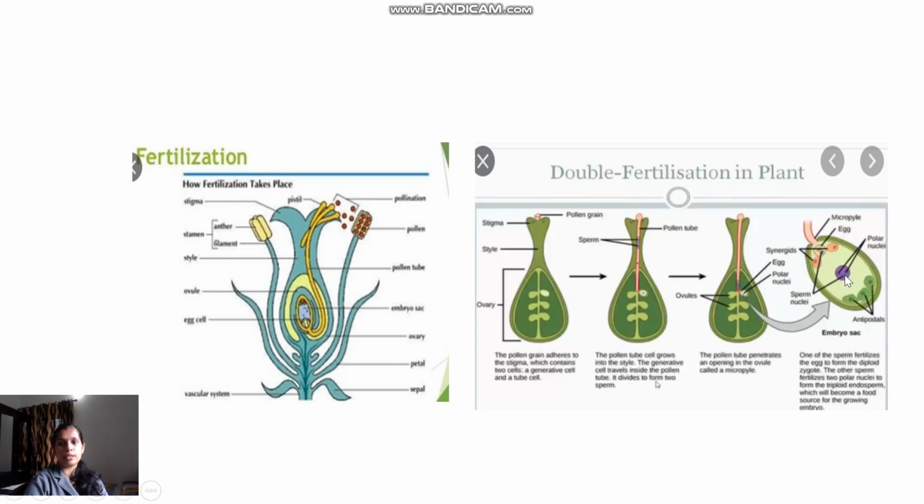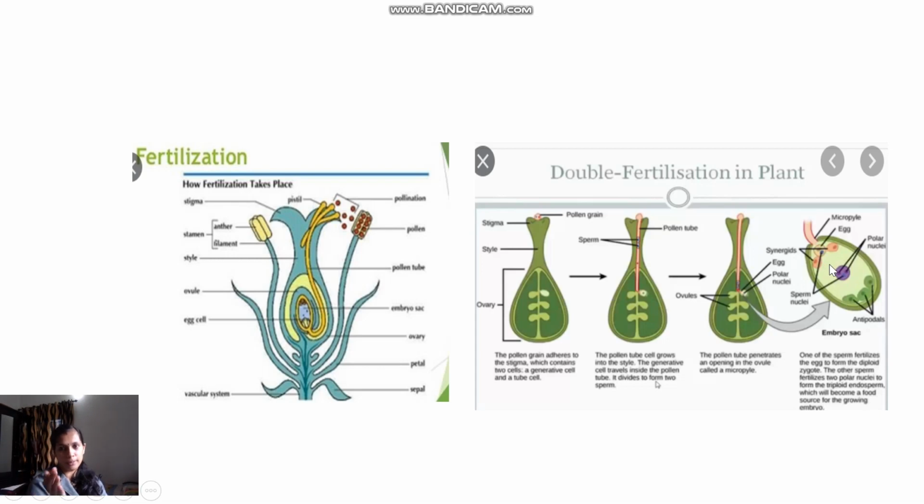Okay, so here this is syngamy, and this is triple fusion. Double fertilization in the sense means this sperm tube nuclei combines with the two polar nuclei. That is why double fertilization. And these two, syngamy and triple fusion together, are known as what?